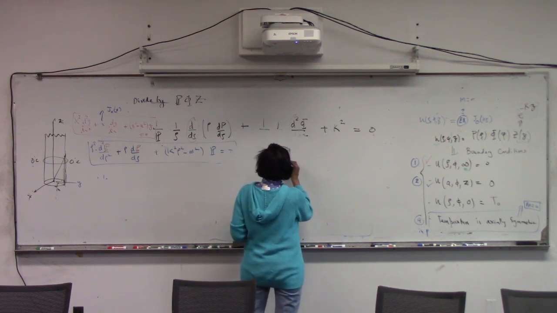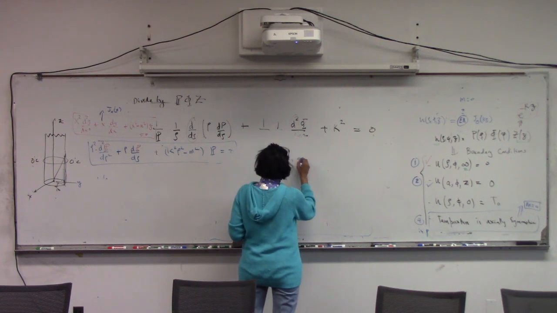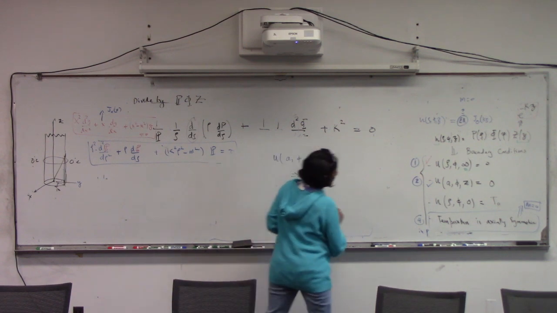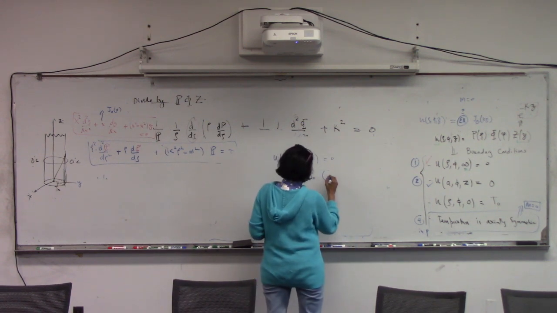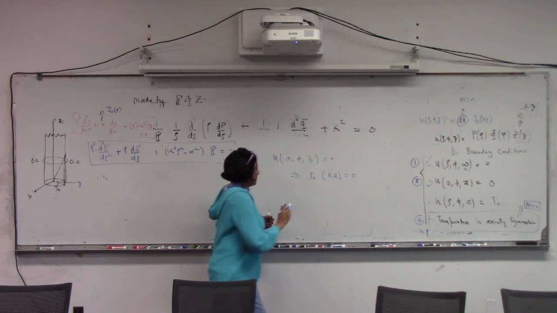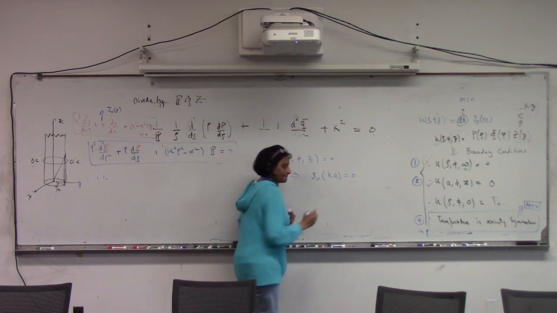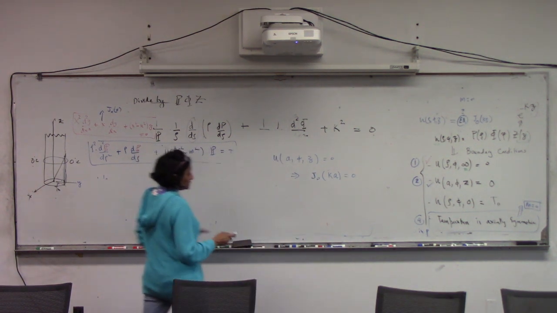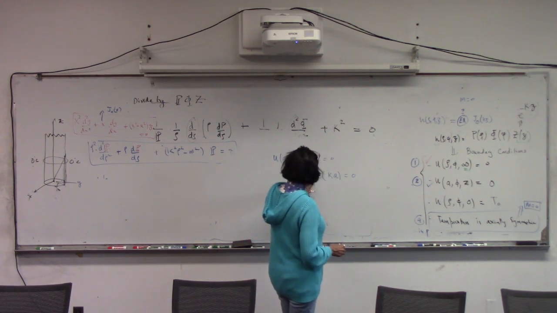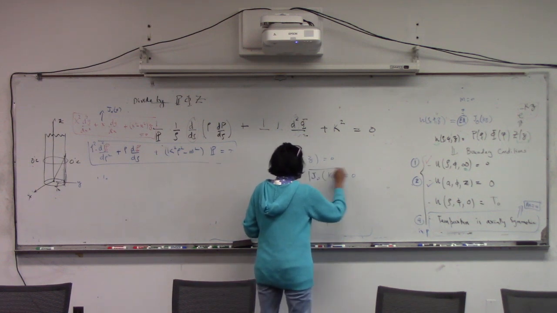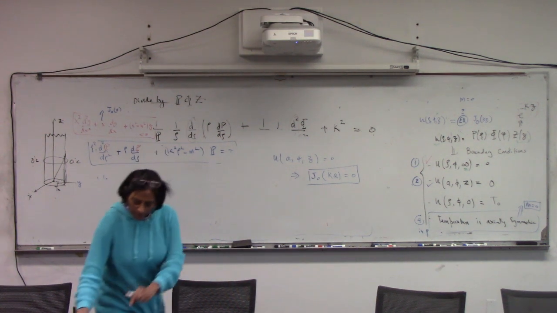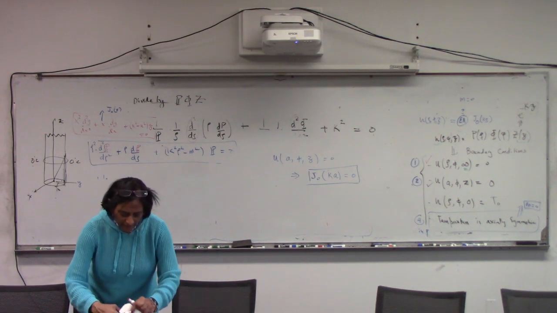U at rho equal to a, that is on the curved surface, any phi and z equal to 0, that implies J0 at rho equal to a has to be 0. So this boundary condition number 2 tells you the Bessel function of 0th order must satisfy that condition. Now, do you remember a Bessel function? I mean, we derived it.